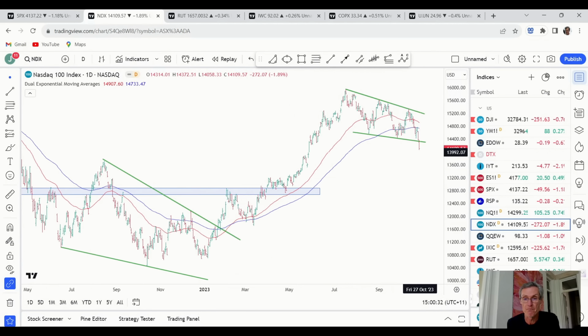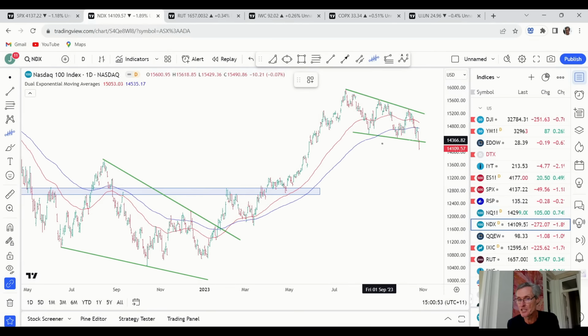It's now taking the form of a sequence of lower lows and lower highs. And when you get a market coming out of one of these patterns, they can come apart quite quickly. They can turn into a cascading type pattern.